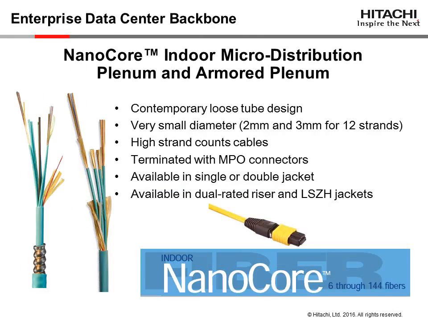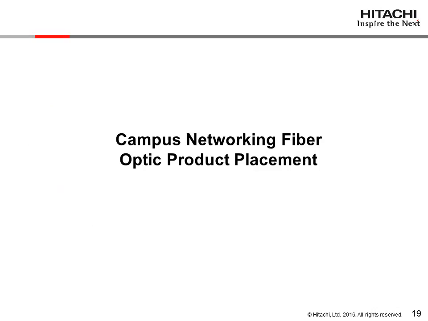Nanocore is an example of a small diameter micro-distribution cable specially designed to support in-building enterprise data centers. Nanocore cables are typically pre-terminated by cable assemblers utilizing MPO connectors for plug-and-play installations. However, fusion splicing of pigtails and connectors can be done in the field. These products typically comprise high data rate optical fibers in concentrated high-density environments. The next several slides depict common uses of fiber optic cables in a campus network environment.